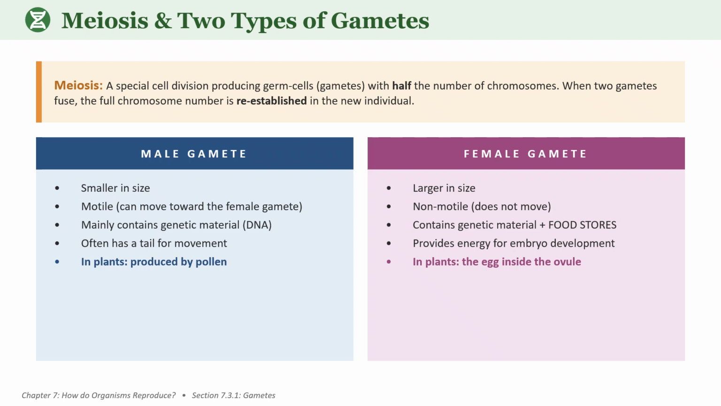So here I have given you the male gamete and the female gamete and also their characteristics. Let's start with the male gamete. Characteristics of the male gamete: they are smaller in size. Usually they are motile, in the sense that they have a tail, which helps in the movement of the male gamete. It carries mainly genetic information.